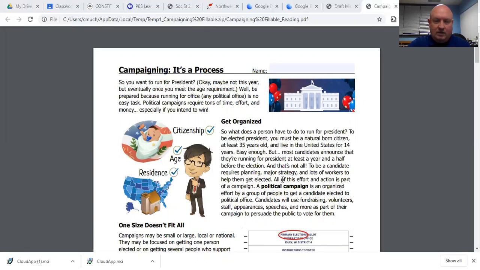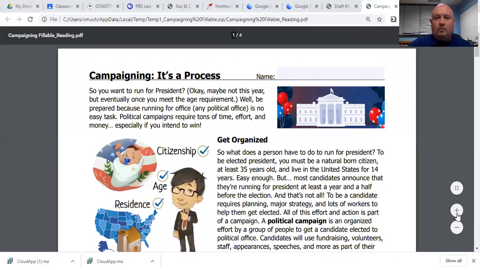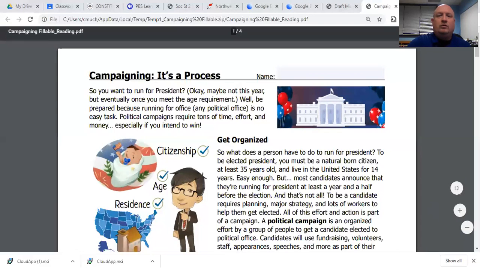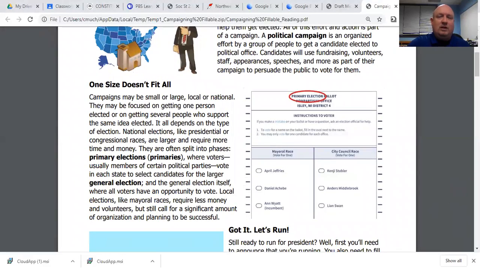To be a candidate requires planning, major strategy, and lots of workers to help them get elected. All this effort and action is part of a campaign. A political campaign is an organized effort by a group of people to get a candidate elected to political office. Candidates will use fundraising, volunteers, staff, appearances, speeches, and more as part of their campaign to persuade the public to vote for them. The bigger the office, president, senator, the more resources and time it takes, but it still takes these same elements if you're running for tribal council or city council or mayor or state representative. It might not cost as much money, but it's still pretty important to have those people working with you.